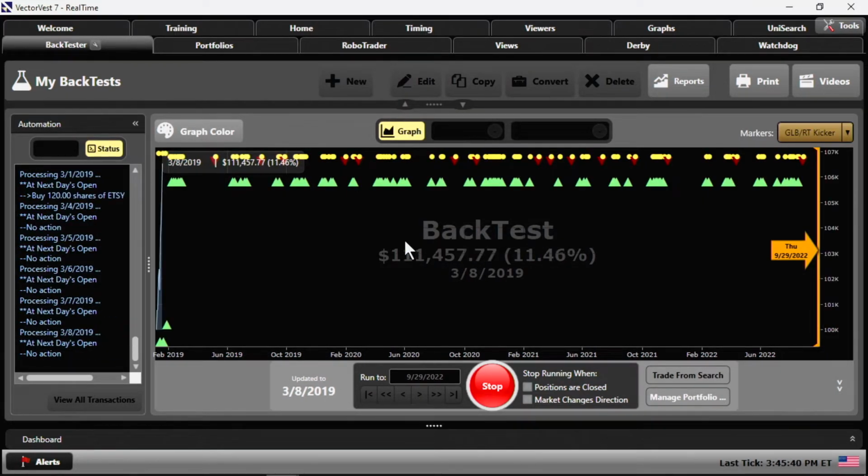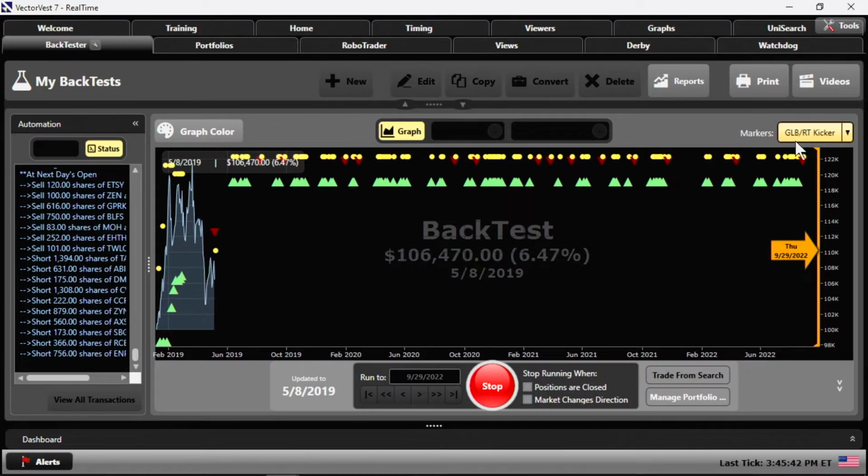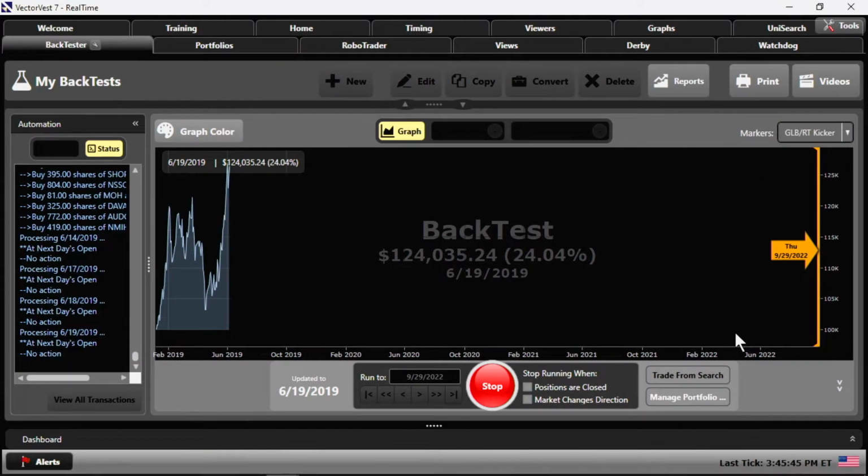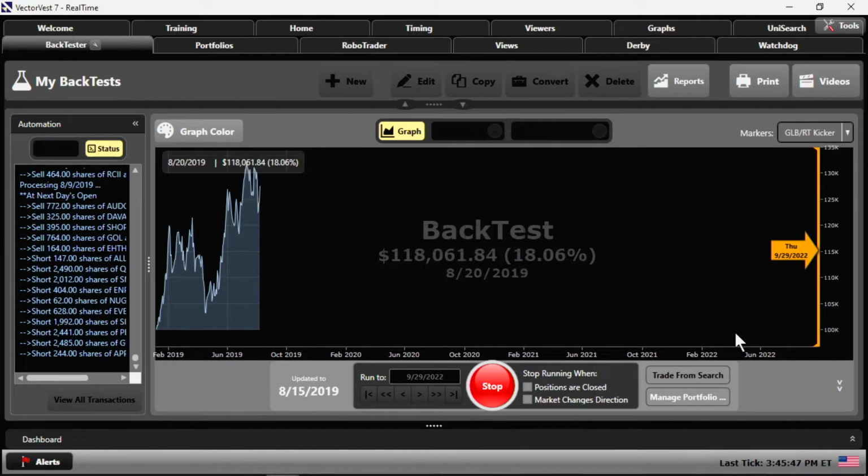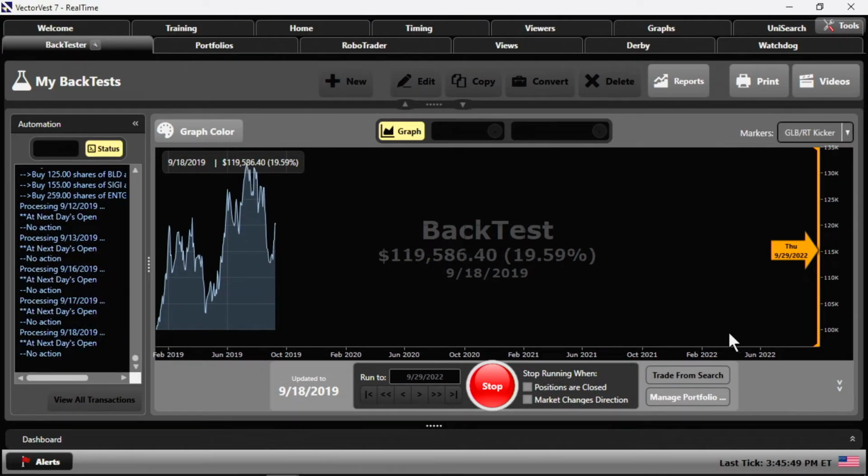I'm going to blow it up. I'm going to take off all those ugly markers. We're going to watch this sucker go. Oh man, look at that, Todd. 27, 20. Oh my, it's coming back. Here we go.